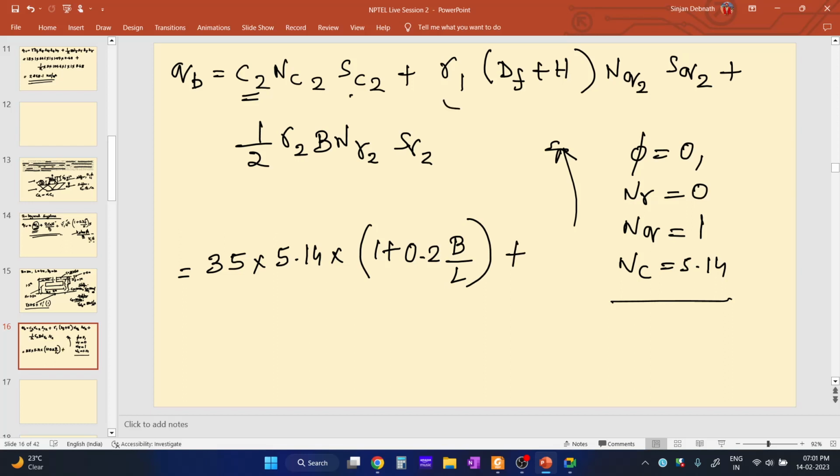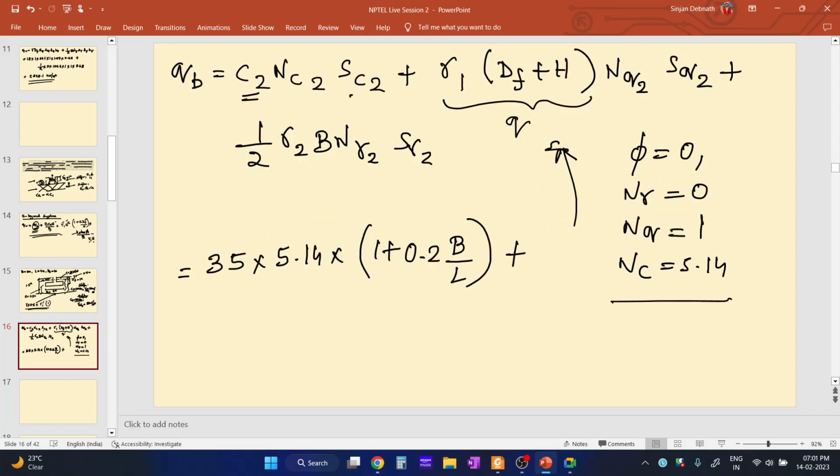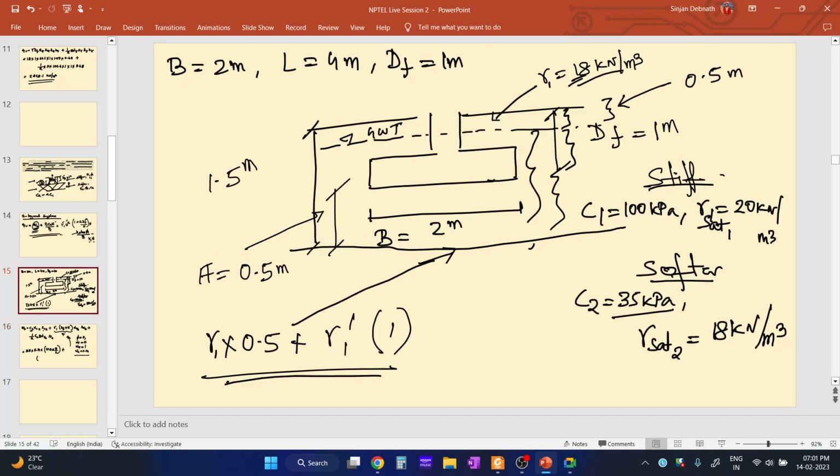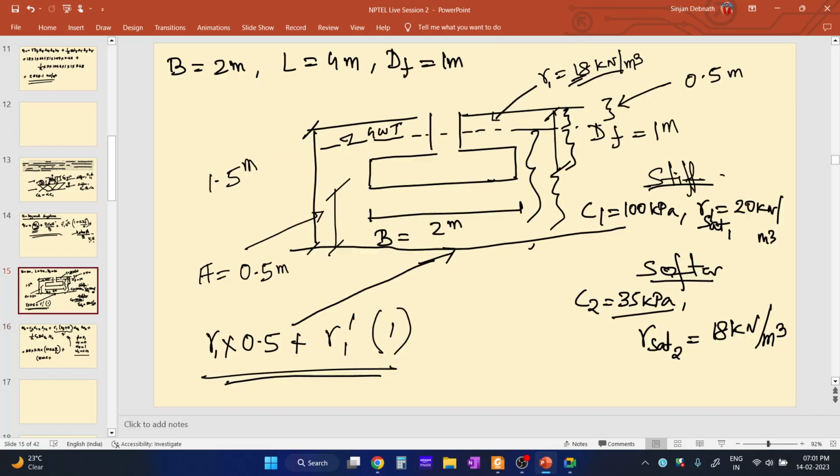Now the surcharge. This is the surcharge Q value. What is Q? We have calculated Q over here. It is the surcharge acting on top of this layer. It is gamma 1 into 0.5. What is gamma 1? Gamma 1 is equal to 18 kilonewton per meter cube. So 18 into 0.5 plus gamma saturated into this whole part.